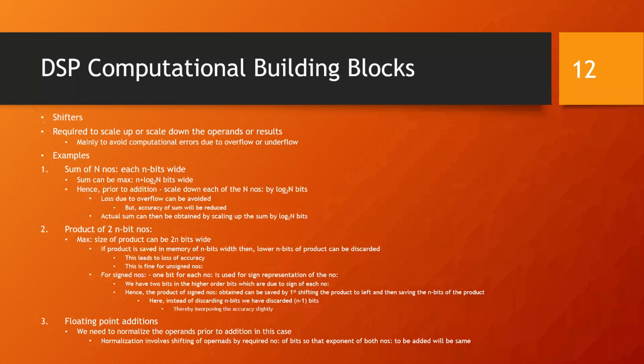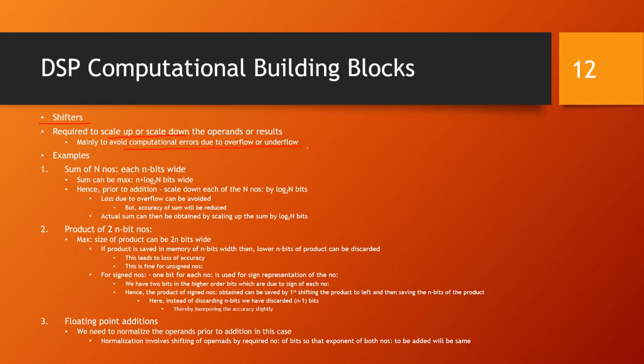So next one is the shifters. Previously we dealt with the multipliers. Next we'll be dealing with the shifters. What is the purpose of the shifters? It is required to scale up or scale down the operands or the overall result we have obtained. Why do we have to do this? We have to do this to avoid some of the computational errors, which may be due to overflow or underflow conditions, and wraparound errors which come in. These are just a few reasons why shifters are required.